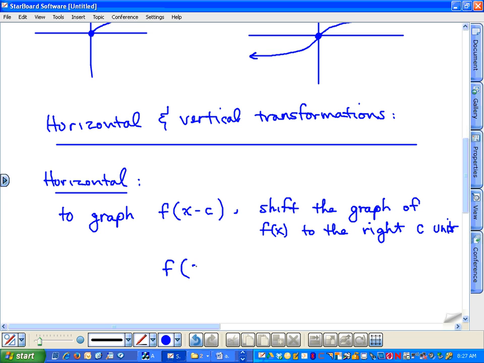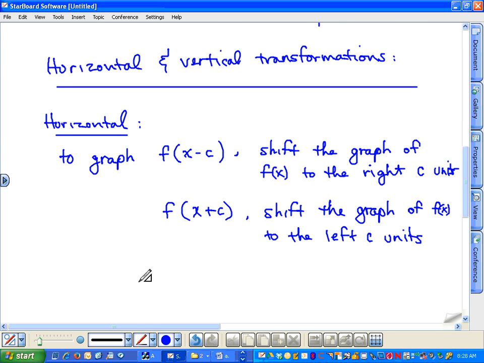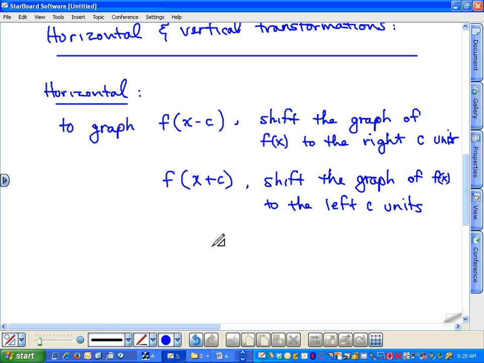And for f of x plus c, you shift the graph of f of x to the left c units. So here's an example. And you guys have done this before. We talked about it at the beginning of the year. You've done this a ton in Algebra 2.